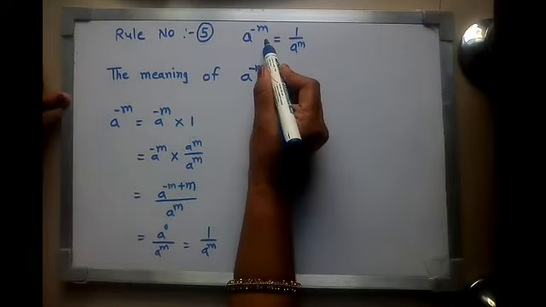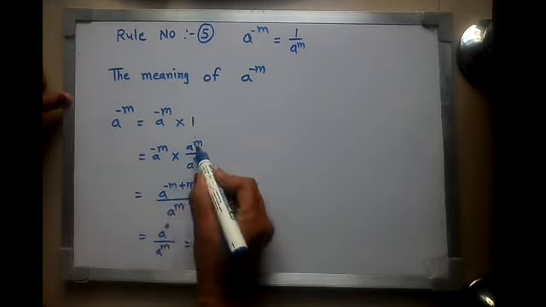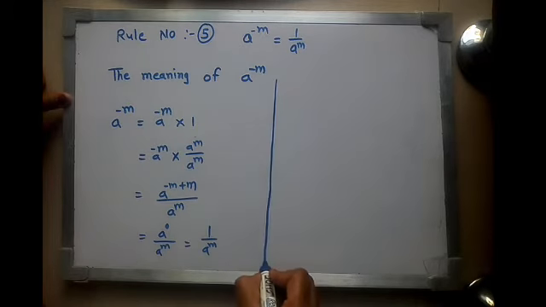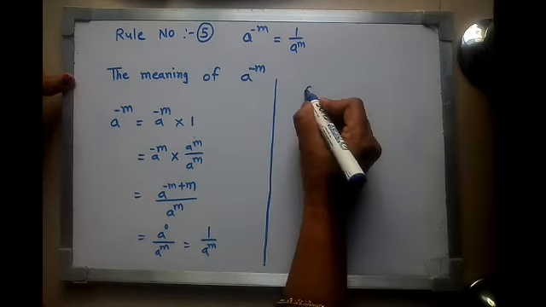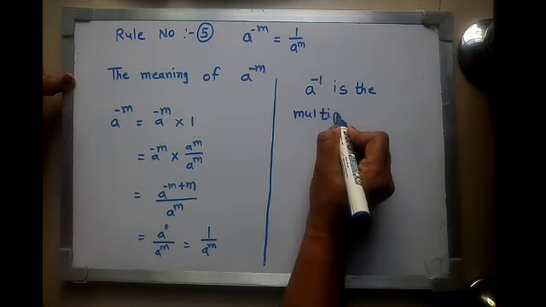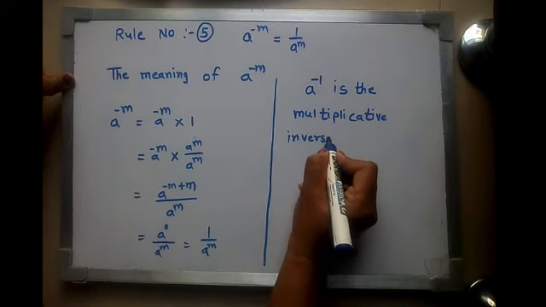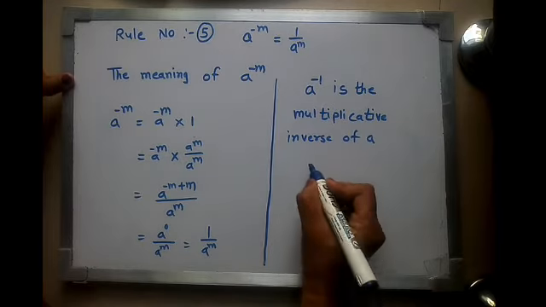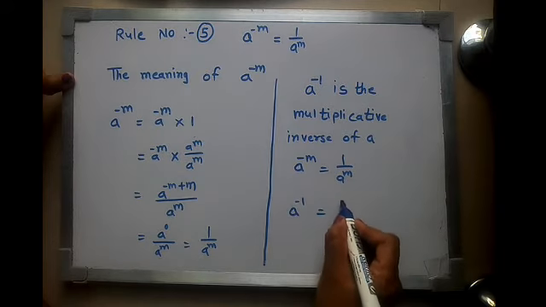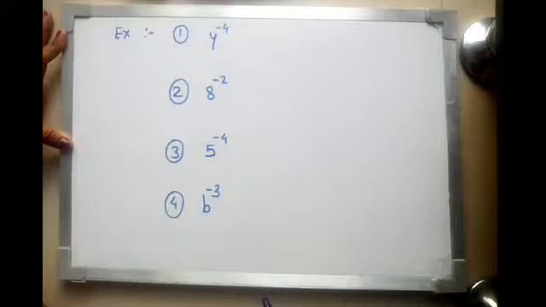The meaning of index form: a raised to minus m is equal to 1 upon a raised to m. a raised to minus 1 is the multiplicative inverse form of a number. a raised to minus m is equal to 1 upon a raised to m. a raised to minus 1 is equal to 1 upon a raised to 1.